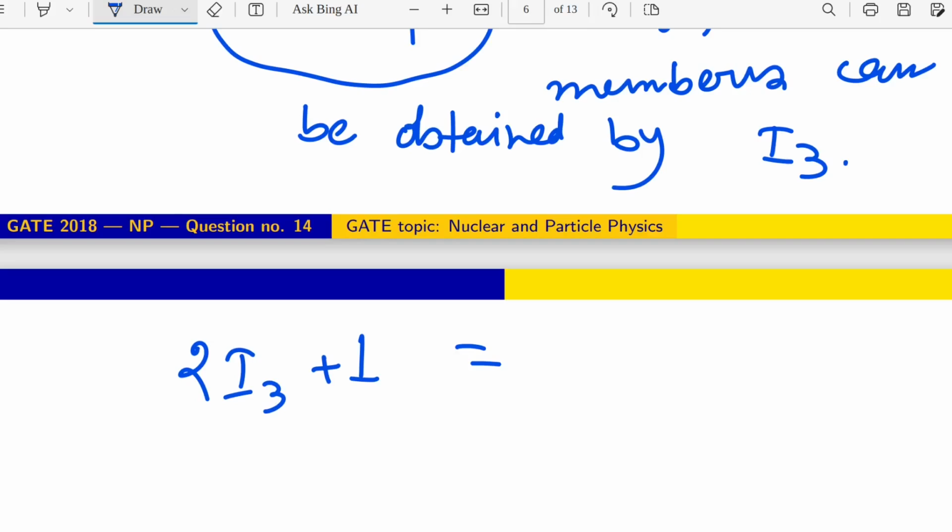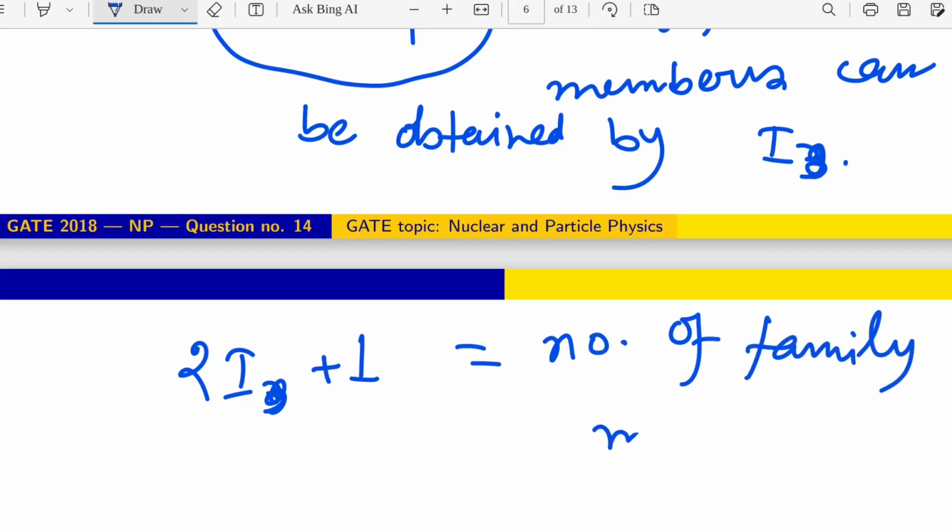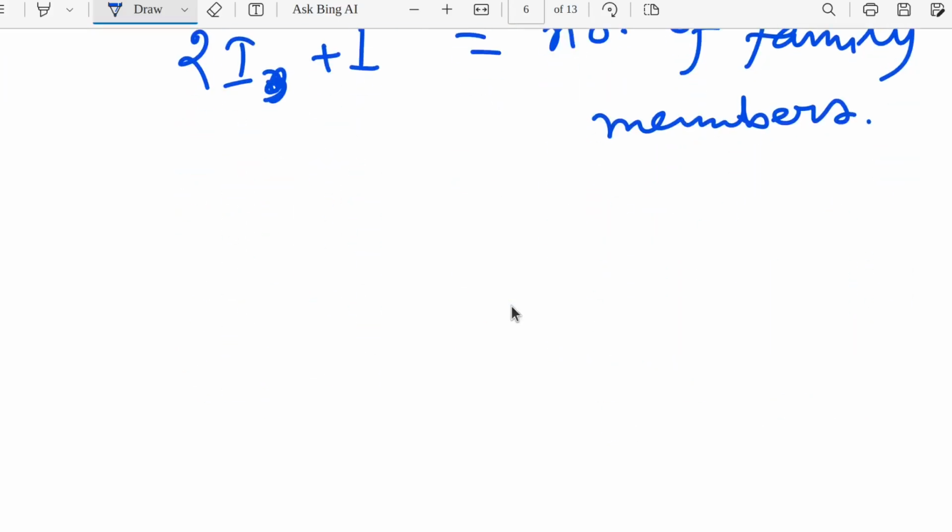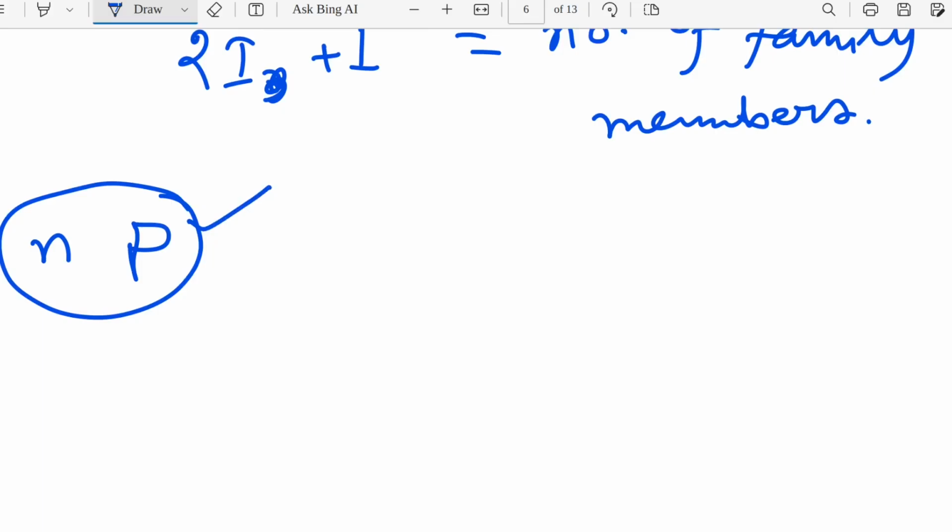No, actually it is I and 2I plus 1. So 2I plus 1 is the number of family members. So if I talk about N and P, as N and P are in the same family and there are two members in that family, then 2I plus 1 will be 2. So I will be half.